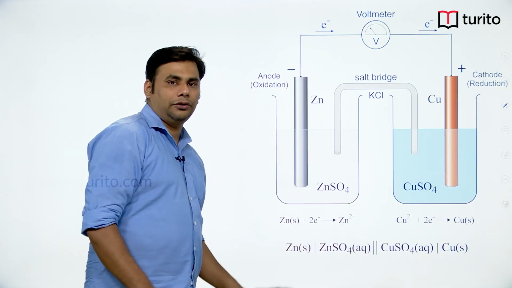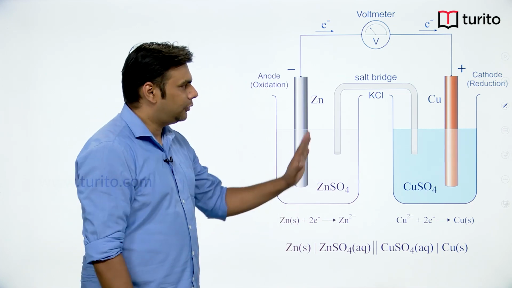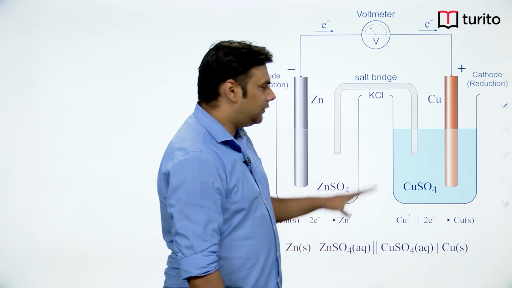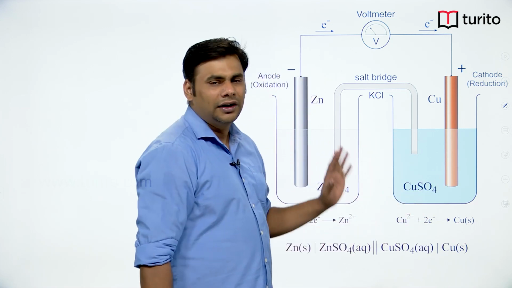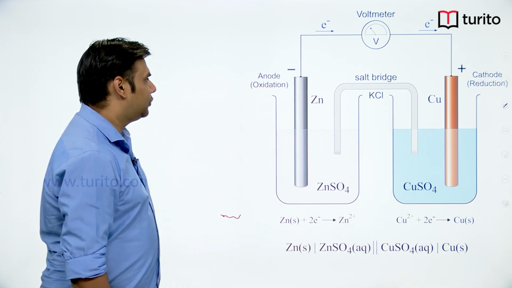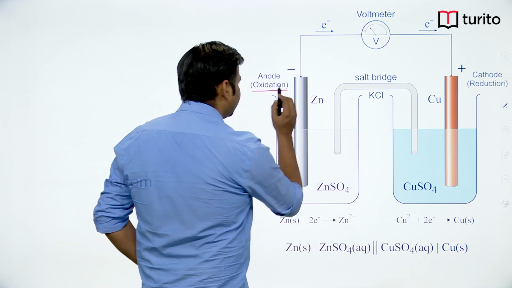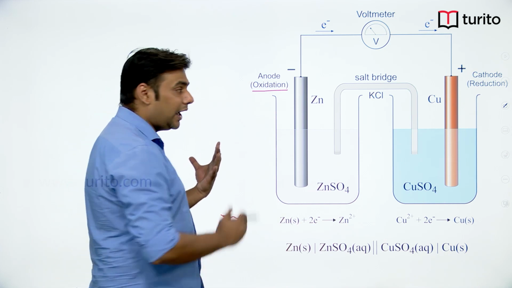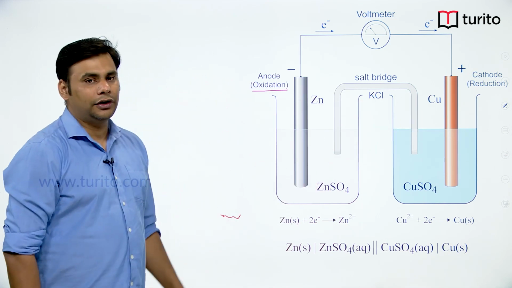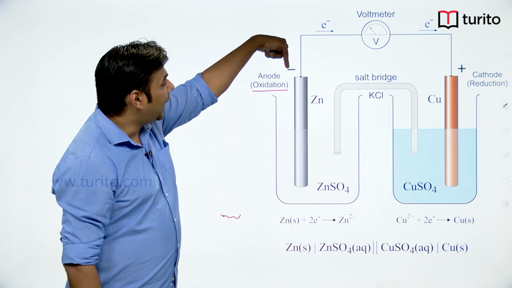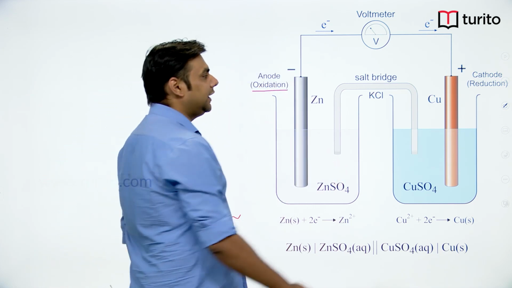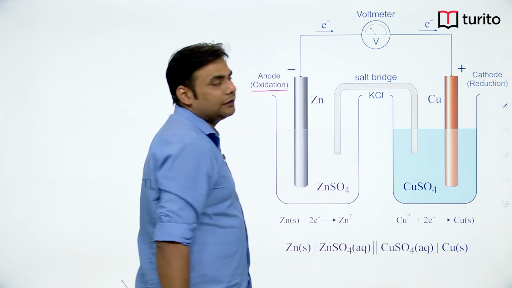Okay, hope this is clear to you. So I will quickly revisit, because this is the very basic, this is the very foundation you need to understand. Once you are clear with this, questions are relatively easy to handle. So we are saying that this is your LHS, left hand side is your anode and right hand side is your cathode. In the anode we have dipped zinc in the zinc sulfate solution, and in the cathode we have dipped copper in the copper sulfate solution.